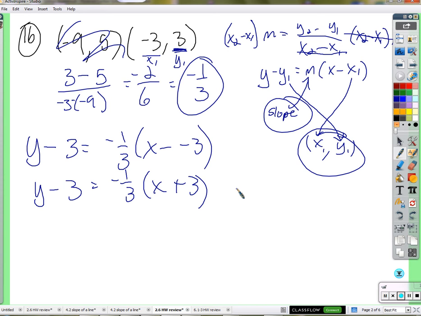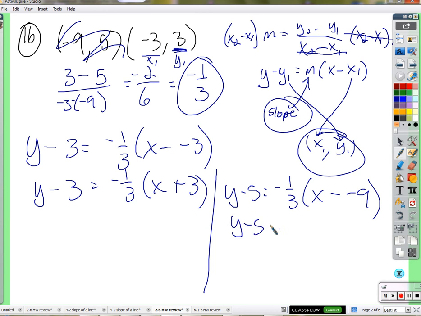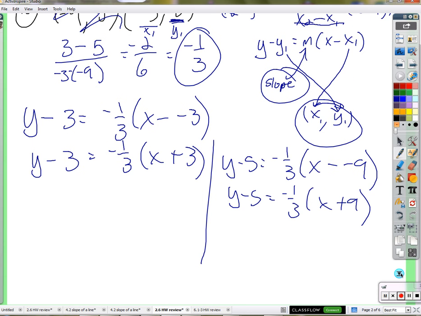So it doesn't matter which point we choose? Does not. Because whether I choose the other point, I'll show you both. Y minus 5 equals negative 1 third times x minus negative 9, which is y minus 5 equals negative 1 third times x plus 9. We'll rewrite both of them in slope-intercept form. You'll see that they're the exact same equation. Because you might say, well, that's a 3, that's a 9. But also, this is a negative, that's a 5, and that's a 3. Two things have changed, and so it turns out it makes them act exactly the same way.